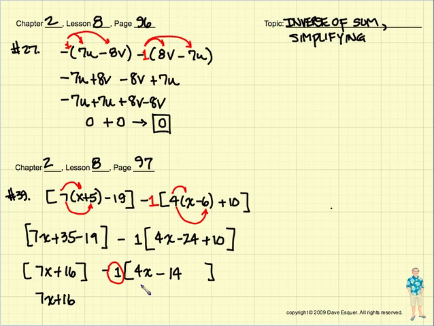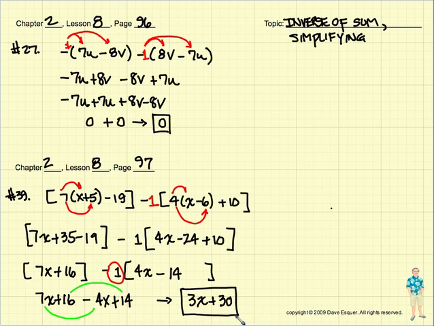At -1, so we're going to be flipping the sign of everything inside this parentheses. So this becomes a -4x. This -14 becomes a positive 14. So now we have things that perhaps we can combine in one last part, and hopefully we'll be all done. So let's do the x's first. We have 7x take away 4x, so that gives us 3x. We have 16 plus a 14 plus 30, so our final answer turns out to be 3x plus 30.